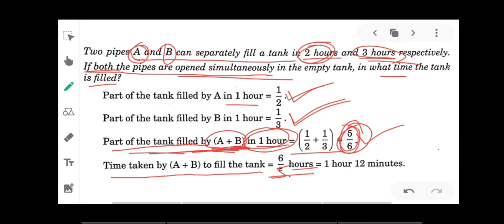6 by 5 equals 1 whole 1 by 5. So this is 1 hour, and 1 by 5th of an hour will be 12 minutes. So 60 by 5 equals how much? 12. So 1 hour 12 minutes. The time taken by A and B to fill the tank will be 1 hour 12 minutes. Clear?